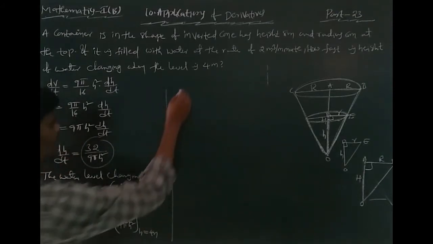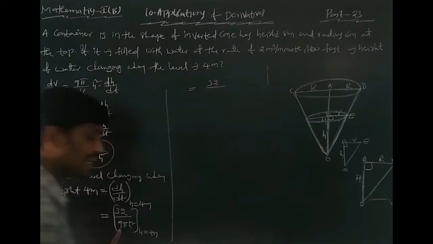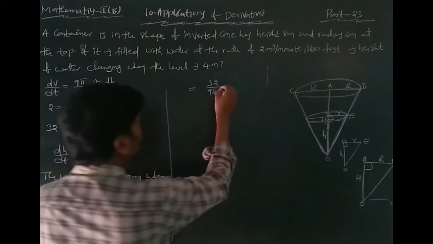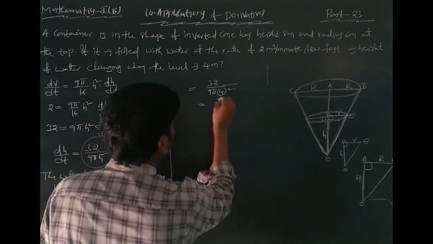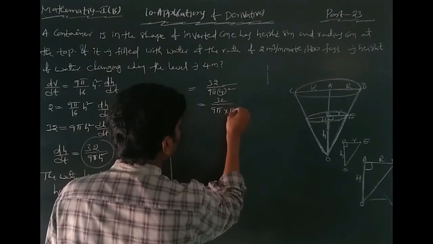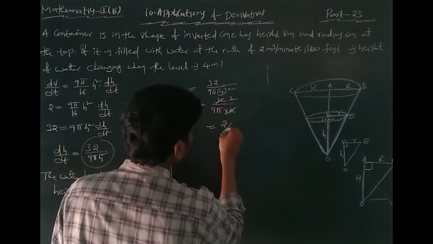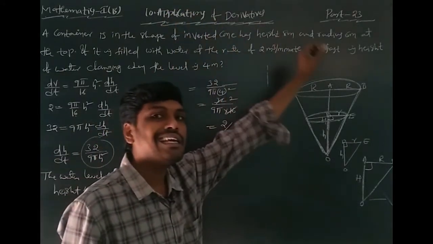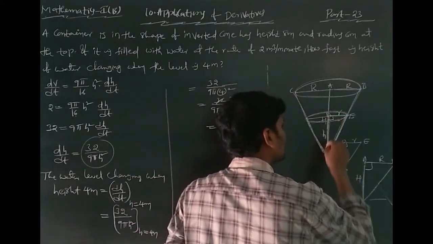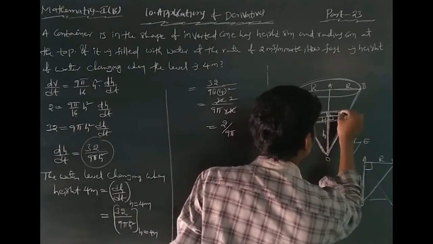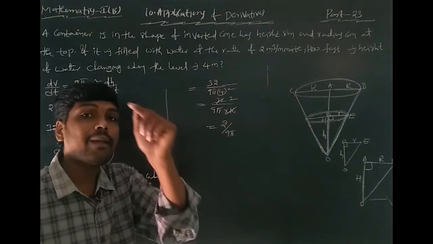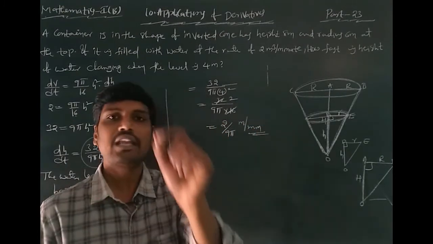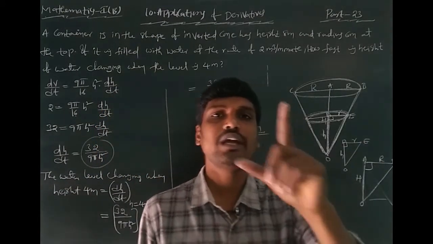You can write the h value, you get what? 32 by 9 pi into h squared. The h value is 4 squared. 32 by 9 pi into 4 squared, value 16. 16 ones are 16, 16 twos are 32. You get 2 by 9 pi. The water level is increasing at the height of 4 meters. This height is 4 meters. The water level is increasing at 2 by 9 pi meter per minute. This unit you must write. If you do not write units, you lose 1 mark.